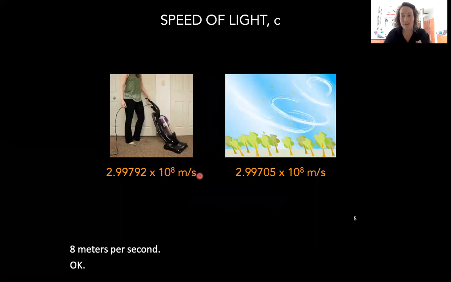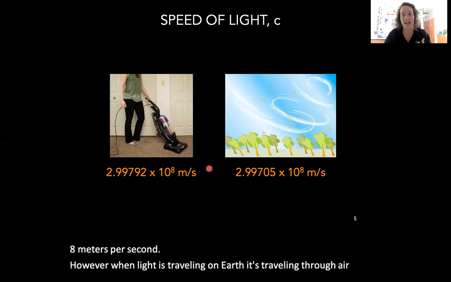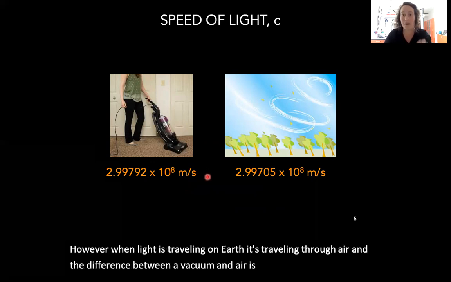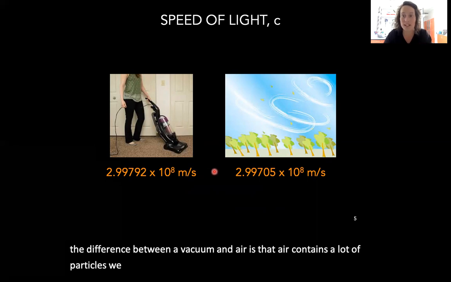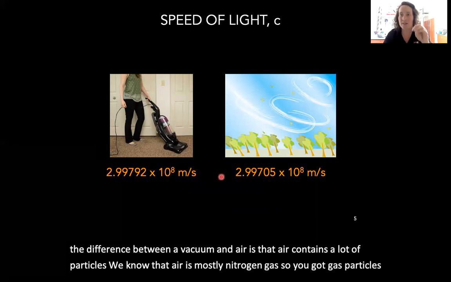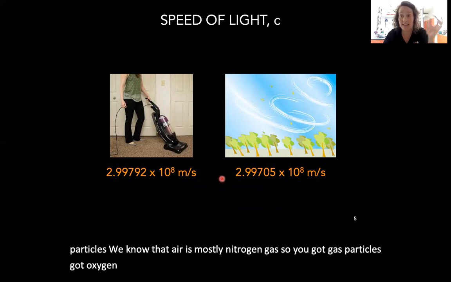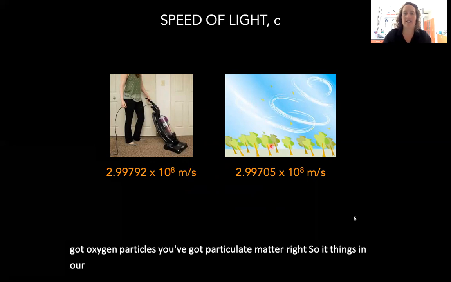However, when light is traveling on Earth, it's traveling through air. And the difference between a vacuum and air is that air contains a lot of particles. We know that air is mostly nitrogen gas. So you've got gas particles, oxygen particles, particulate matter, right? Soot, things in our atmosphere. So actually the speed of light in the air around Earth travels a little bit slower.